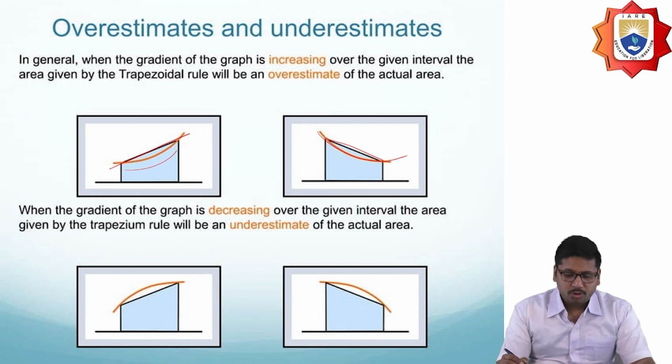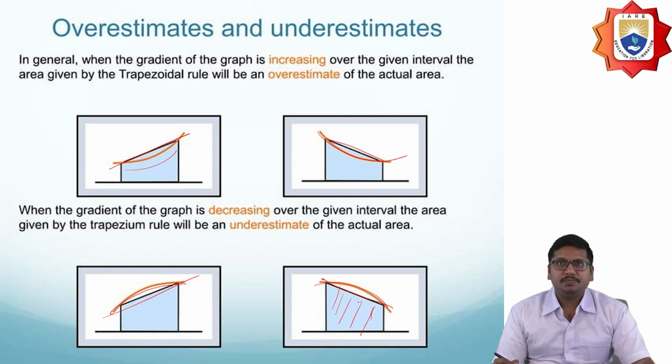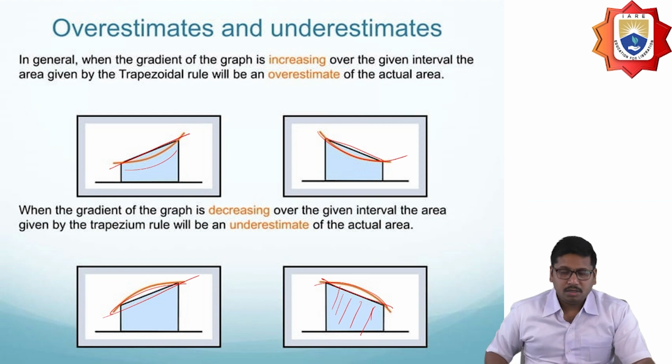And similarly, if the gradient of the graph is decreasing over the given interval, then with the trapezoidal rule I'm going to get the area within the curve. So this should be the underestimate value. If the curve is like this, the area is going to lie within the curve only, so that's why it should be an underestimation. Like this, we segregate the regions into overestimate and underestimate.